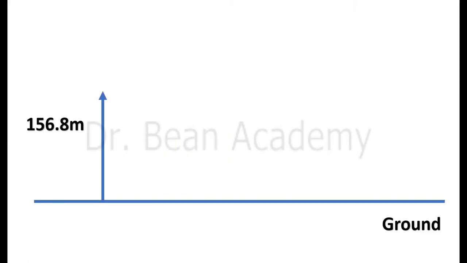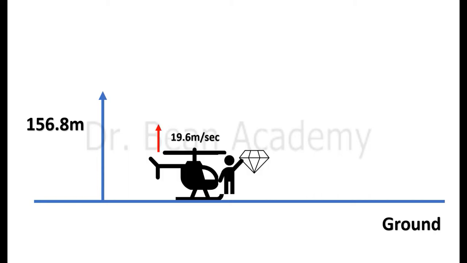Here I have made a simple animation to make you understand the question very well, because there is a little twist in this question and I want you to understand it very well. So in the question it says that there is a helicopter, and the helicopter is going up with a velocity 19.6 meter per second, and the helicopter is going straight up.